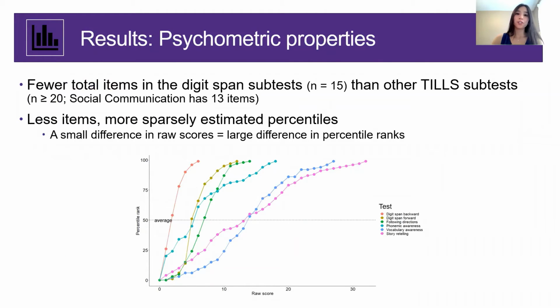First, a review of the psychometric properties resulted in us finding that the digit span task had fewer total items compared to other subtests of the TILLS. Fewer items mean that percentile ranks are more sparsely estimated.